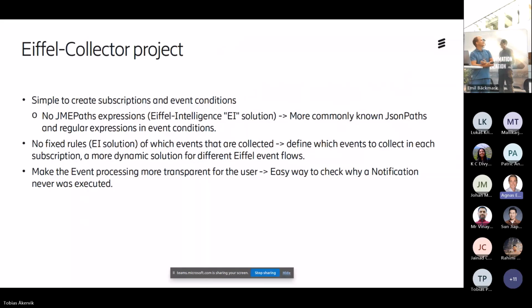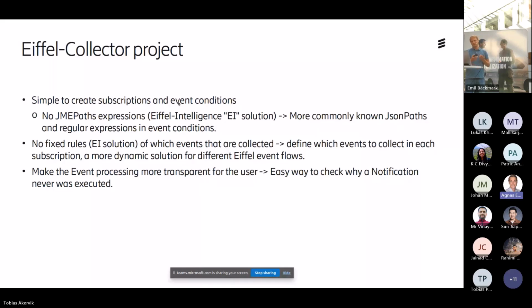The Eiffel Intelligence is a little bit complex. The subscription is using JMESPath for expressing which Eiffel event aggregation you want to condition on and match. And in EC, we use the more common JSONPath, so just think of JSON and the Eiffel protocol, how the Eiffel event looks like, and write a JSONPath into the Eiffel event and match with some value. It's very much easier.